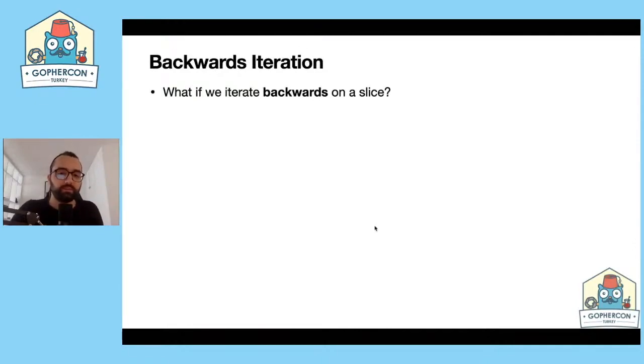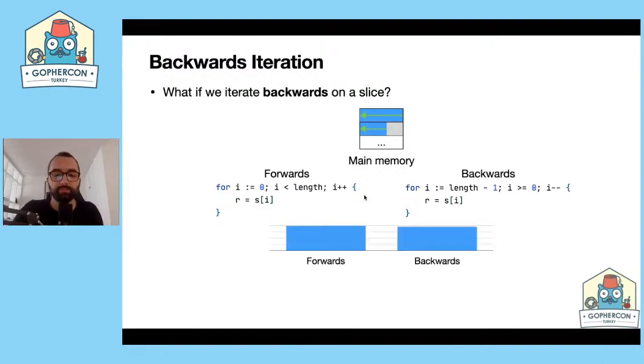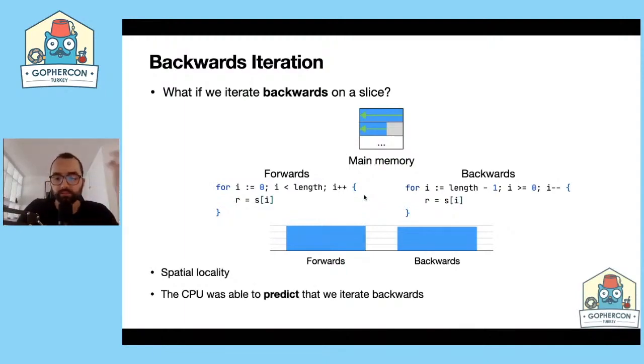Okay, so there is another example I wanted to discuss, guys. What if we need to iterate backwards on a slice? So here, that's the main memory, and we're going to iterate backwards, right? So let's try to run two benchmarks. I wanted to show you just a loop here. And what if we run both? We can see that both have more or less the same execution time. So we do have spatial locality, of course, because with a slice, everything is allocated contiguously. And more importantly, in this case, the CPU was able to predict that we were iterating backwards. So in a sense, a CPU is kind of smart, right?